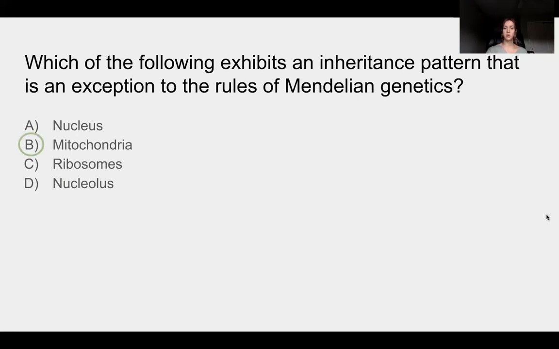All of these other organelles are inherited as any other thing would be. So you have an equal chance of inheriting it from your mother or father, or a mix of both. But mitochondria is an exception to that rule. So we'll be talking about these organelles in a little bit more depth now.